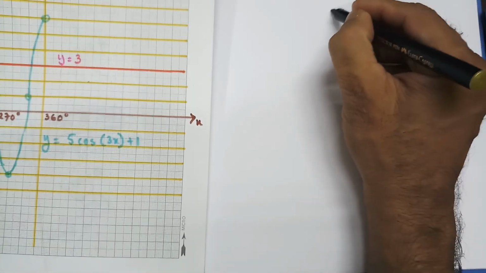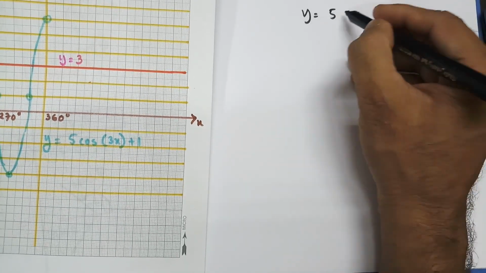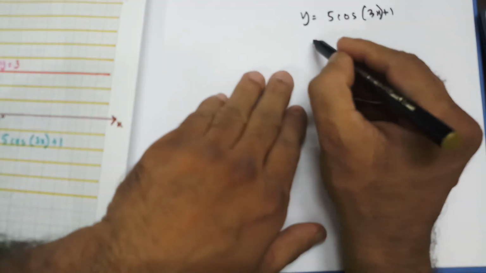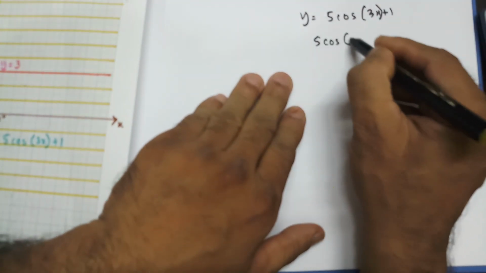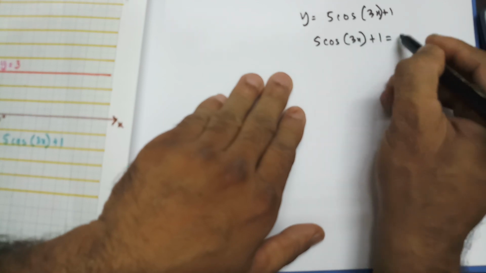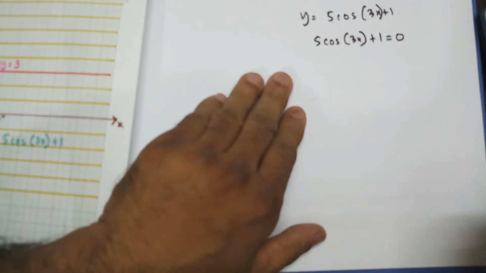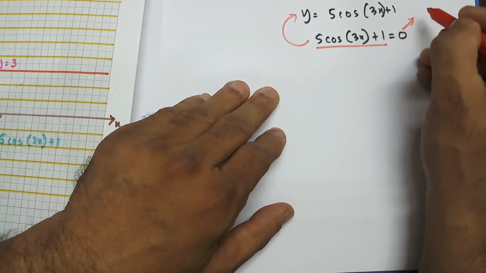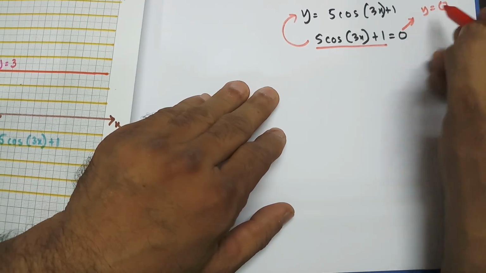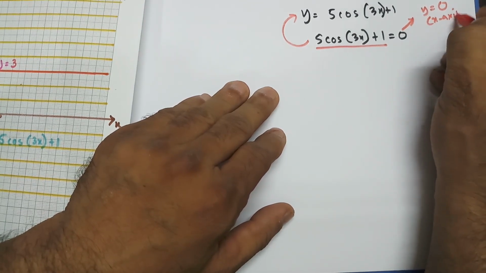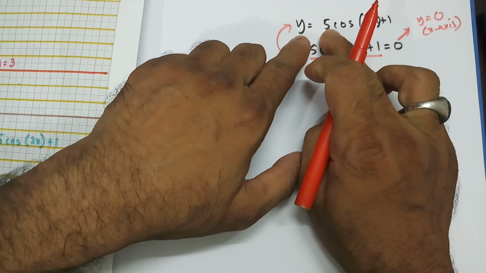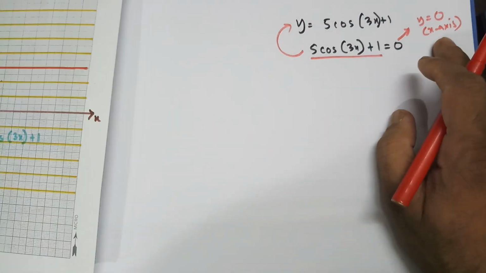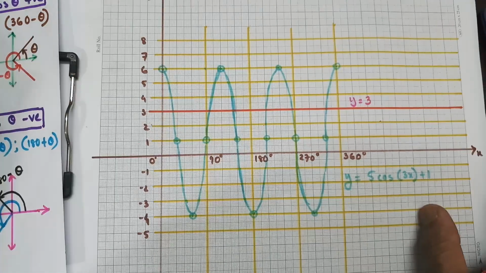The function is y equals 5 cos 3x plus 1, and the question asks you to solve 5 cos 3x plus 1 equals 0. You understand this is a trigonometric function, and y equals 0 is our x-axis. That means where this trigonometric graph and the horizontal axis intersect. Where do they intersect? I have drawn this graph for you.